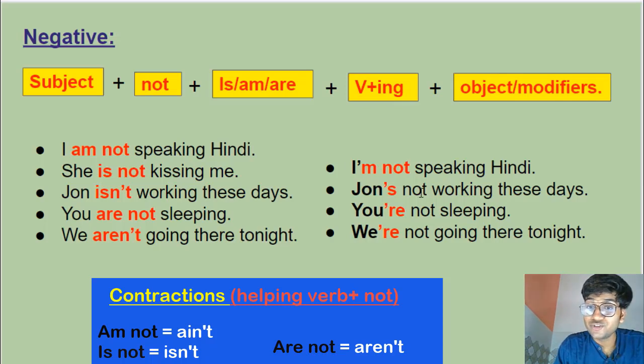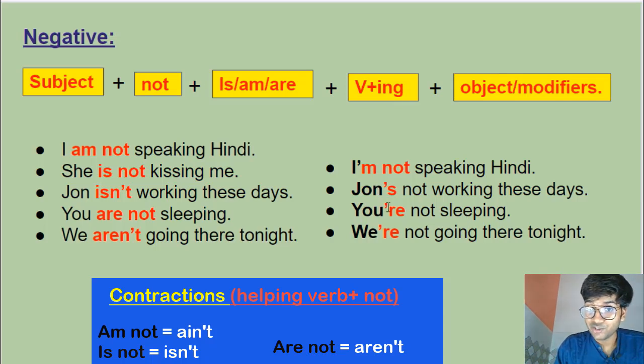Okay. John's not working these days. John is not working these days. John's is a contraction of John is. Okay. Do not consider this as a possessive noun. If it was a possessive noun, John's would have a noun after it. Like John's father, John's car, John's school, John's friends, something like that. It's not a possessive noun.